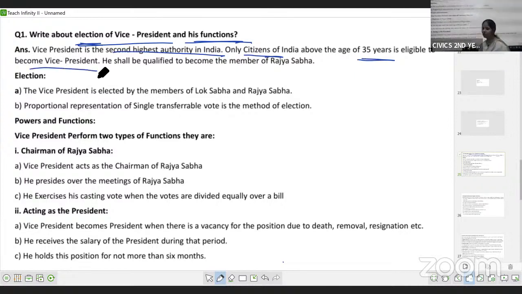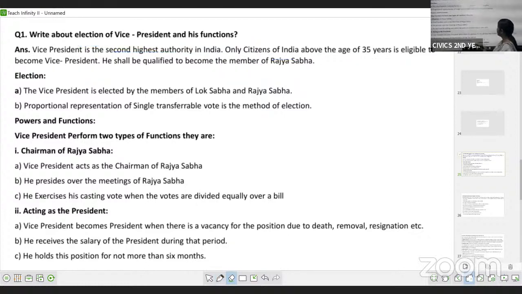Okay, to become the vice president, the person should be a citizen of India. He should be above 35 years of age and he shall possess the qualification to become a member of Rajya Sabha. Whatever qualification is required to become a member of Rajya Sabha, the person who is contesting for the post of vice president should possess that qualification. Then how is he elected?